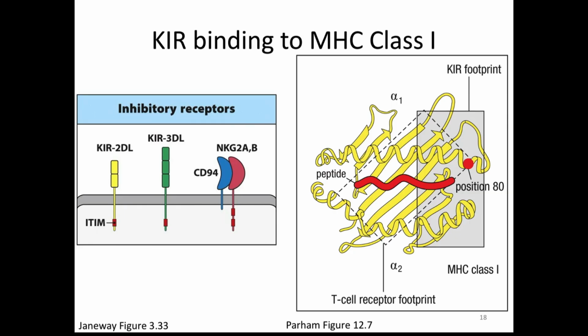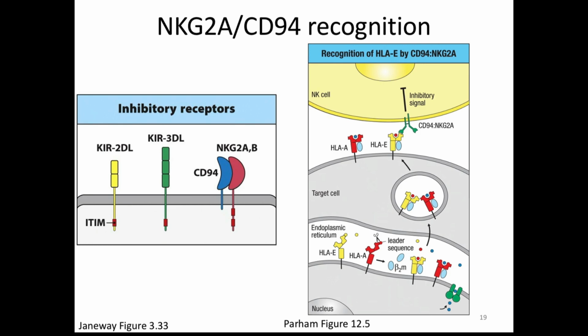So there are a few things other than kind of standard MHC class 1 molecules that can bind to NK inhibitory receptors. One example of this is something called, in humans, HLA-E.